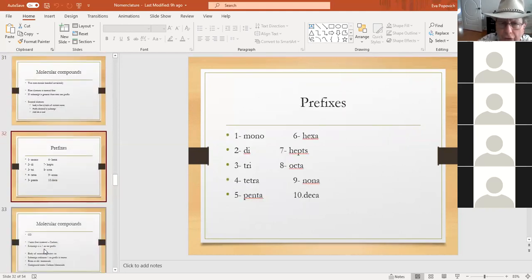The prefixes: 1 is mono, 2 is di, 3 is tri, 4 is tetra, 5 is penta, 6 hexa, 7 hepta, 8 octa, 9 nona, 10 deca. There is no 11. If your professor is sick enough to give you one with 11, God bless you. I will not do that, okay?